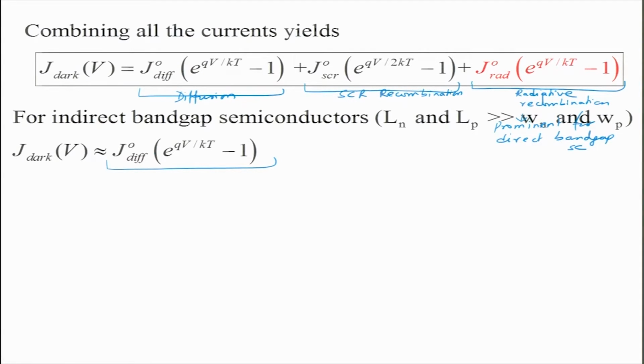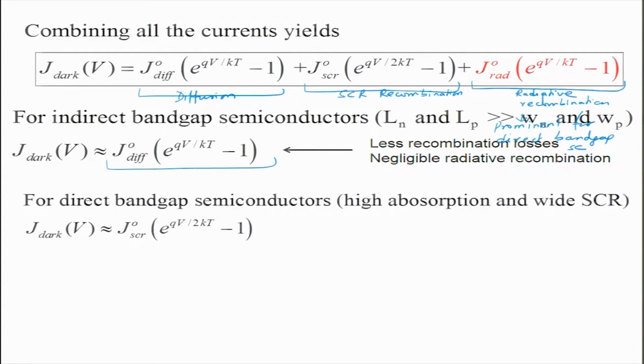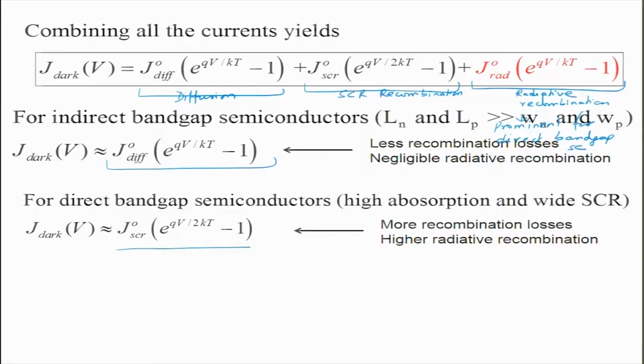So, you will see in the dark data that the dependence will be qV by kT for that. There are fewer recombination losses and negligible radiative recombination for an indirect band gap semiconductor, provided your diffusion distances are large. However, direct band gap semiconductors, which have high absorption and a very wide space charge region, generally have a dark current with qV by 2kT dependence. So, space charge recombination is higher in these materials, especially direct band gap semiconductors. But generally it is not always very ideal.